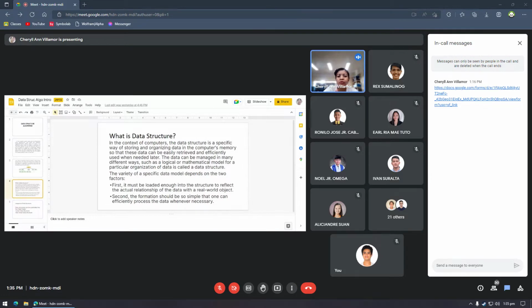The first one, it must be rich enough in structure to reflect the actual relationship. For example, for a student, you get the factual data. You need to have the ID number, the name, the age, the sex.